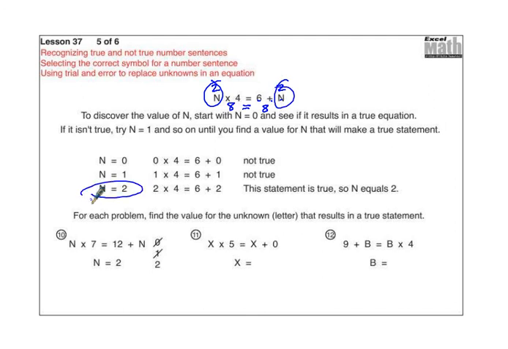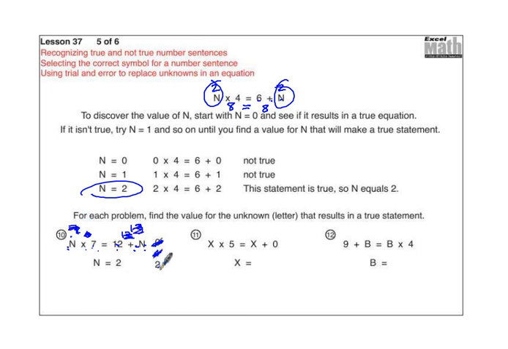All right, let's take a look at another sample problem before we go on. N times 7 equals 12 plus n. First let's try 0. 0 times 7, that's equal to 0. 12 plus 0, that's equal to 12. 0 doesn't work. How about 1? 1 times 7 is equal to 7. 12 plus 1 is equal to 13. 7 is not equal to 13, so 1 doesn't work.